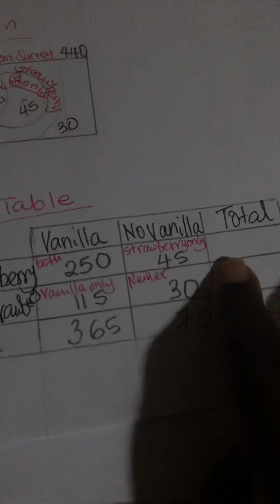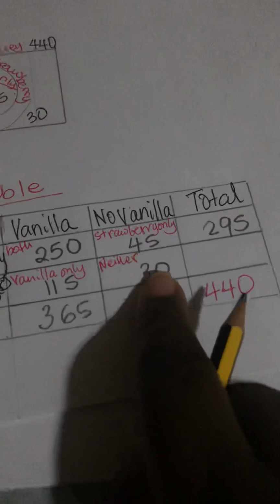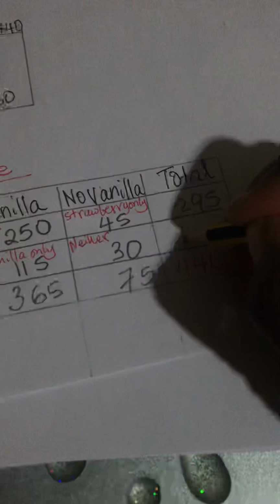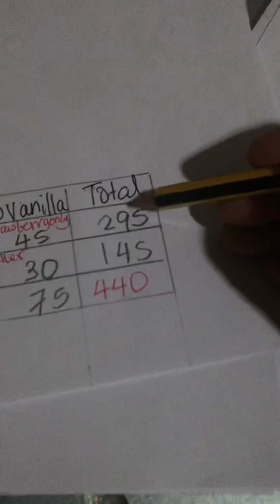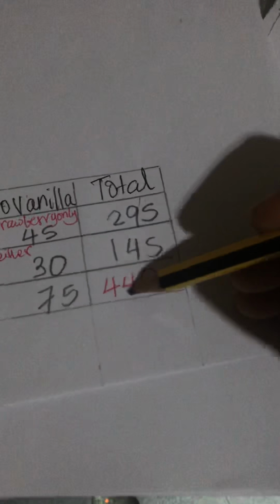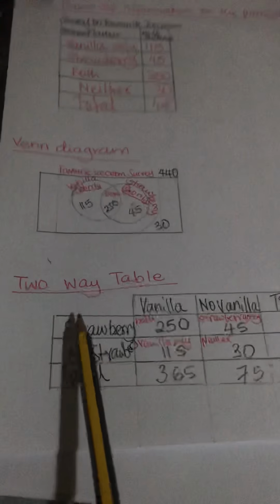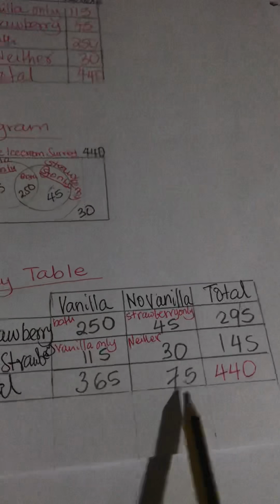Now we need to do this way. 250 plus 45, 295. 115 plus 30, 145. And then I add 5 plus 5 is 10, carry 1. 9 plus 1 is 10, plus 4, 14, carry 1. 3 plus 1, 440. And there I have filled my two-way table.